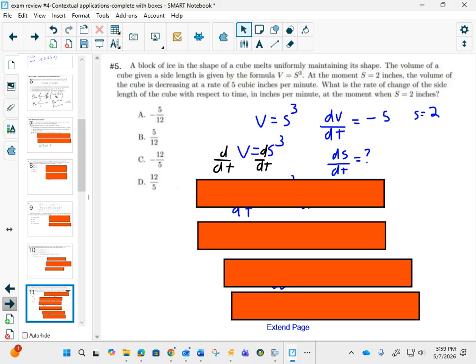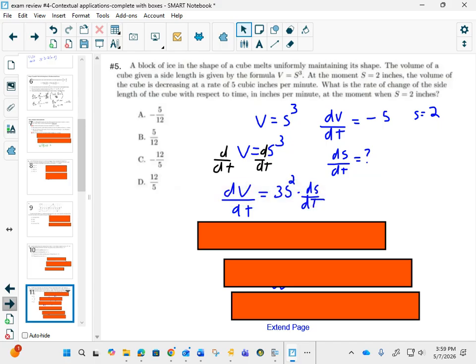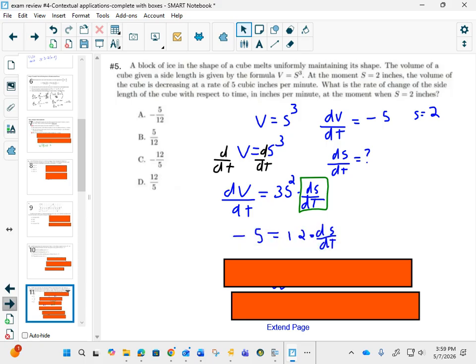So d/dt of V, dV/dt. d/dt of s cubed, well, that would be 3s squared ds/dt. So this is implicit differentiation. What do we want to solve for? We want to solve for this. We know all of the other things. At s equals 2, the dV/dt is -5.